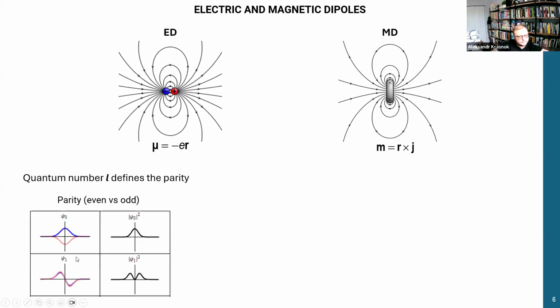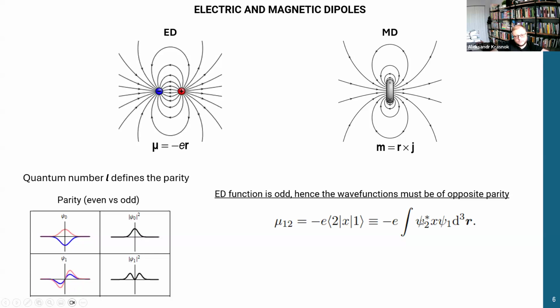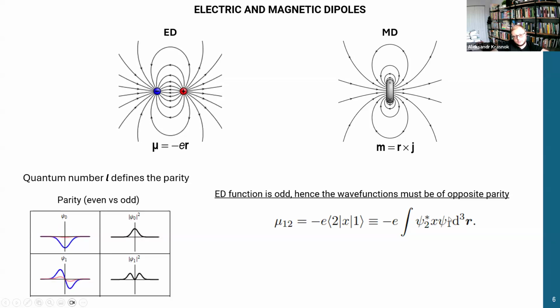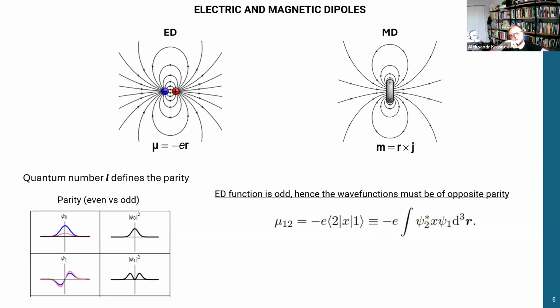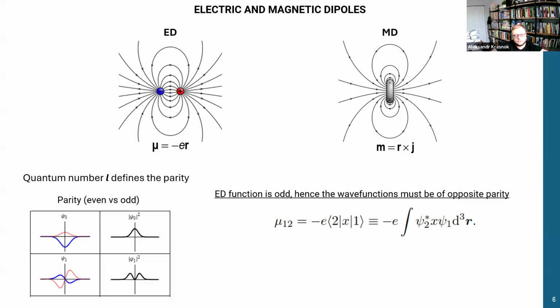Why is that important? Quite often we need to calculate an integral like this one here: one function, then some other function, and the integral of the two. If you consider the integral of two functions, one even and another one odd, and you take the integral of these two, you will get 0.